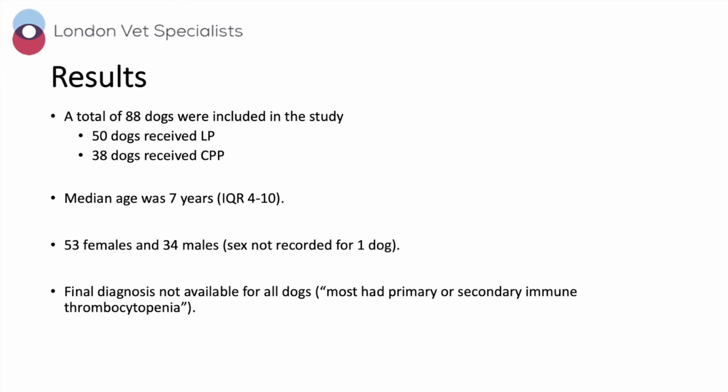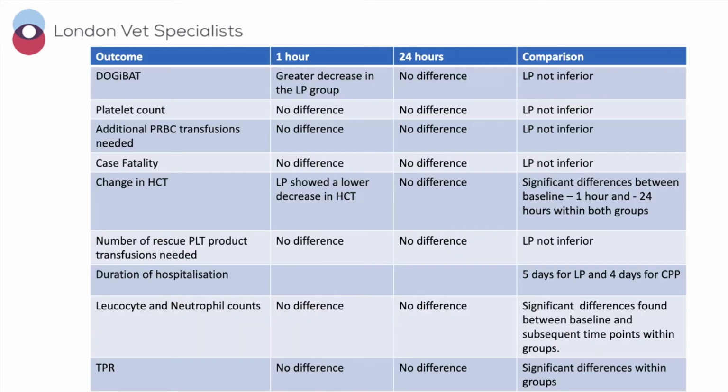Final diagnosis was not actually available for all dogs, so we know they were all thrombocytopenic, and that most have primary and secondary immune-mediated thrombocytopenia, but we don't have the exact diagnoses. And then this table does contain quite a lot of information, but it's just a summary of the inferiority trials and the difference between all groups.